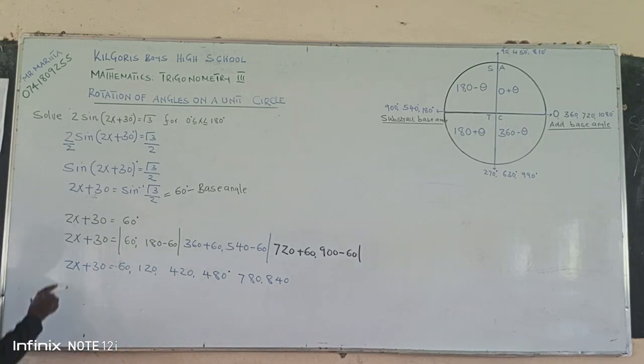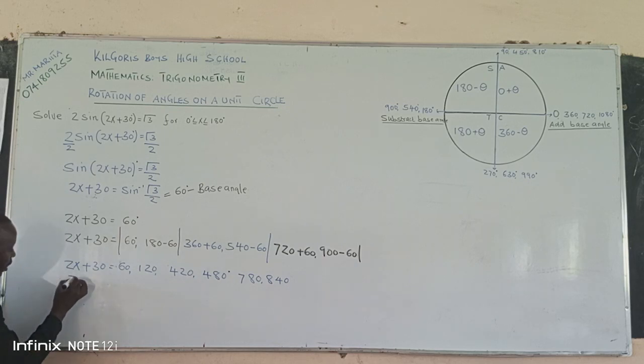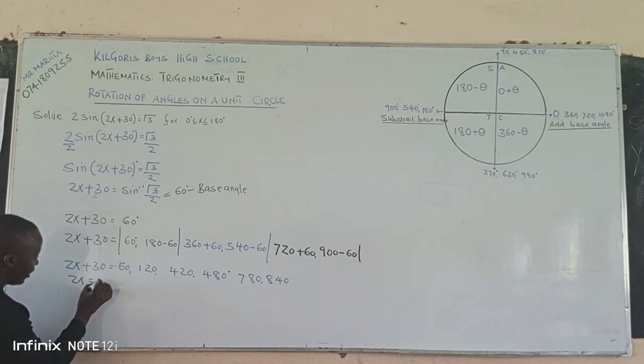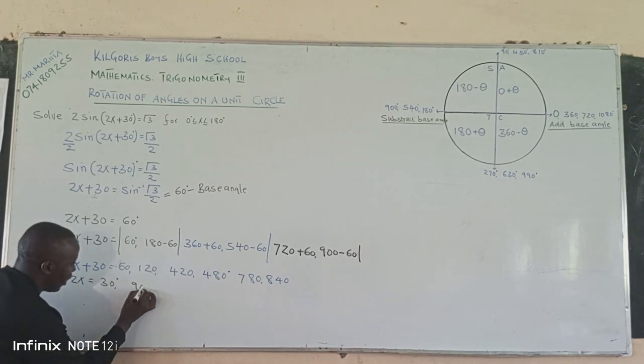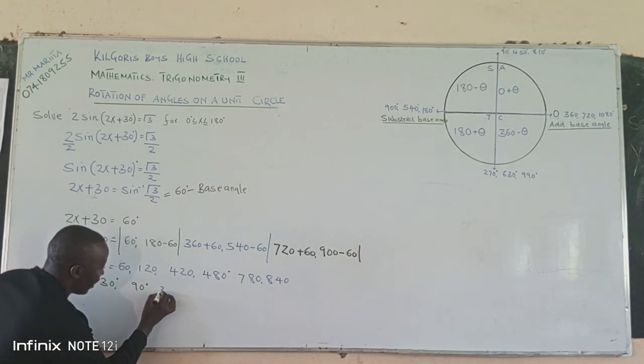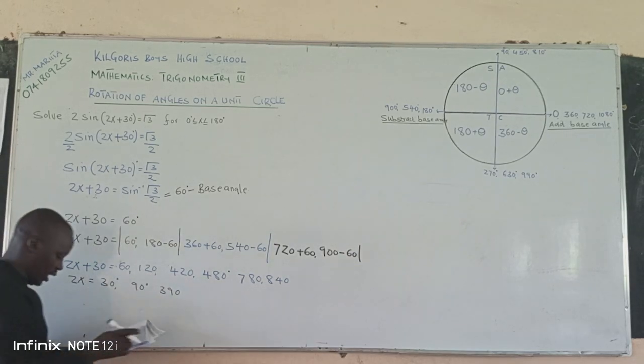From there, you can say that 2x plus 30 degrees is equal to 60. You transfer the 30 to the other side, from positive it will change to negative. So we have 2x equals 60 minus 30, so the first solution is 30 degrees. Then we have 90 degrees, then 390 degrees, which is 420 minus 30.